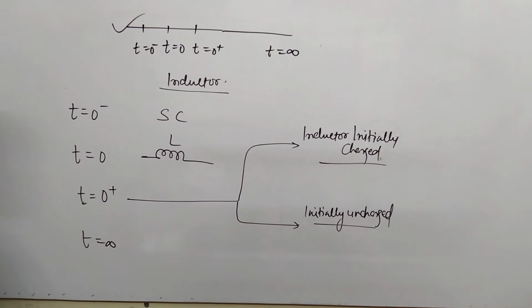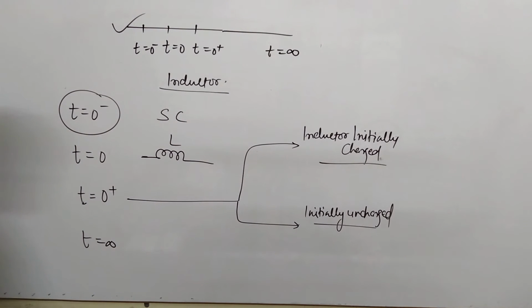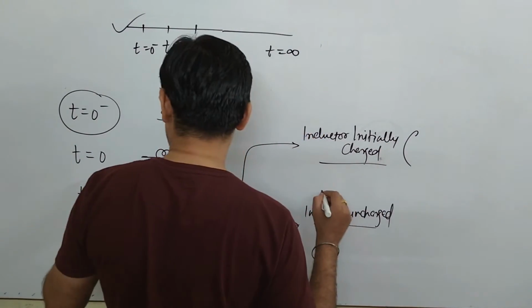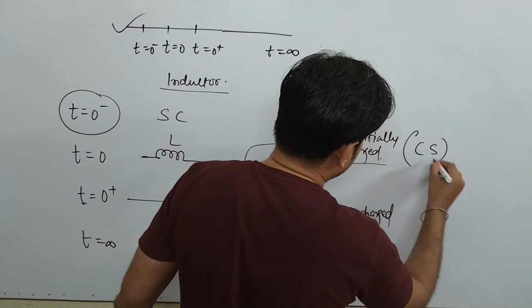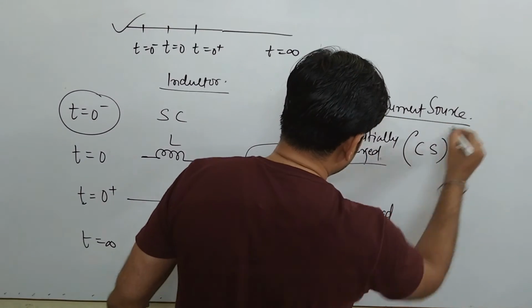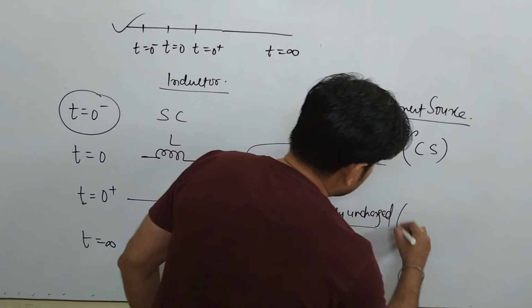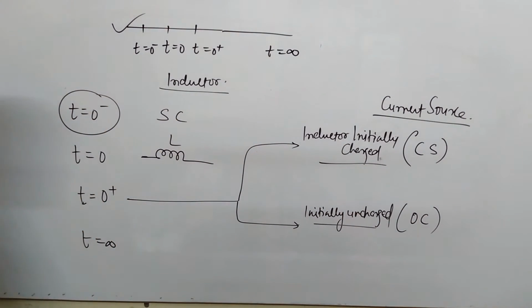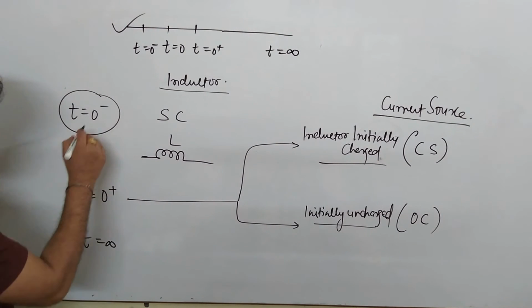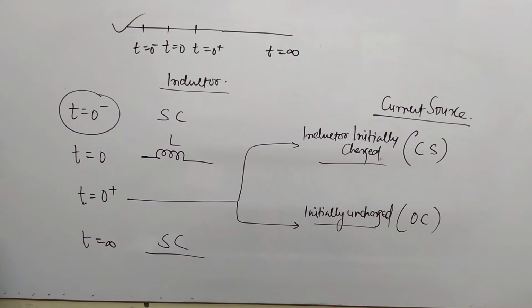If the inductor is initially charged at t equal to 0 negative, from here one can understand whether the inductor is initially charged or uncharged. If it is initially charged, the inductor at t equal to 0 positive behaves like a current source. Very important, it behaves like a current source. But if at t equal to 0 positive the inductor is initially uncharged, it behaves like an open circuit. Very important thing, just keep in your mind. Similarly, at t equal to infinite, the condition is as at t equal to 0 negative, so it behaves like a short circuit.